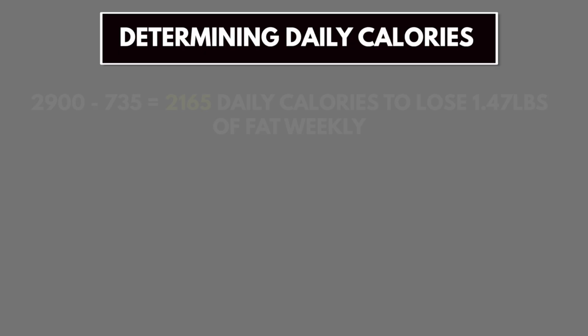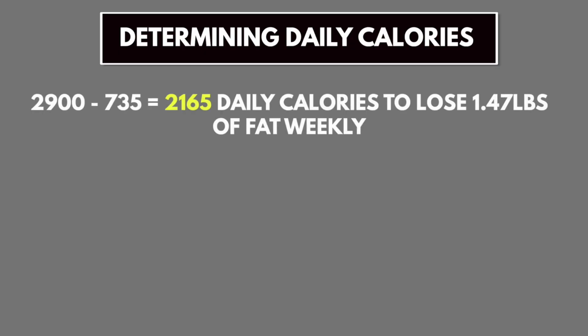Now we need to determine our daily average calories to lose at that weight. So we know how big our deficit is. We know our maintenance calories from our trial and error and the calorie calculator estimation. So what we're gonna do is take our maintenance calories minus our daily deficit, which we said was 735, and our maintenance calories was 2,900. So we're gonna take 2,900 minus 735, and that's gonna give us 2,165 daily calories we need to eat to lose 1.47 pounds of fat a week.